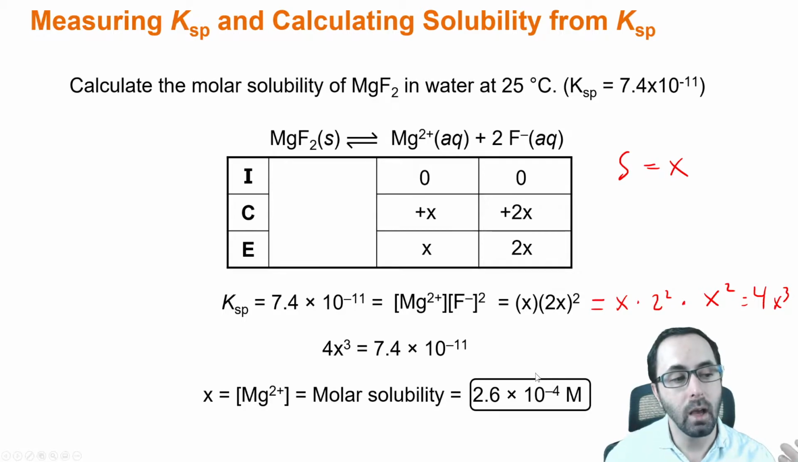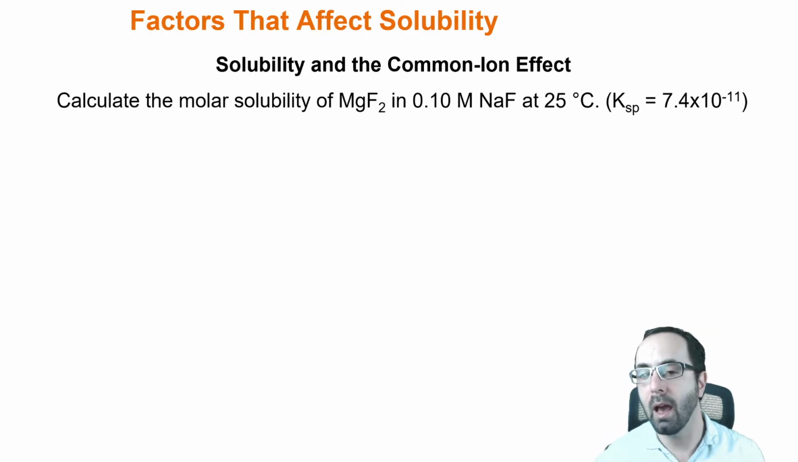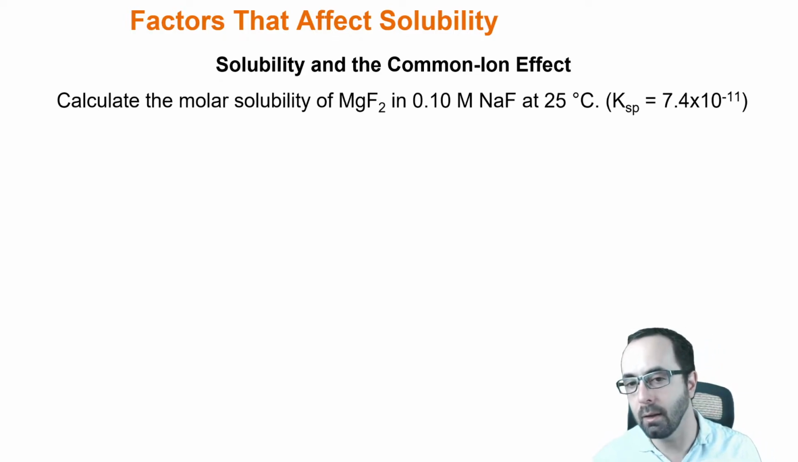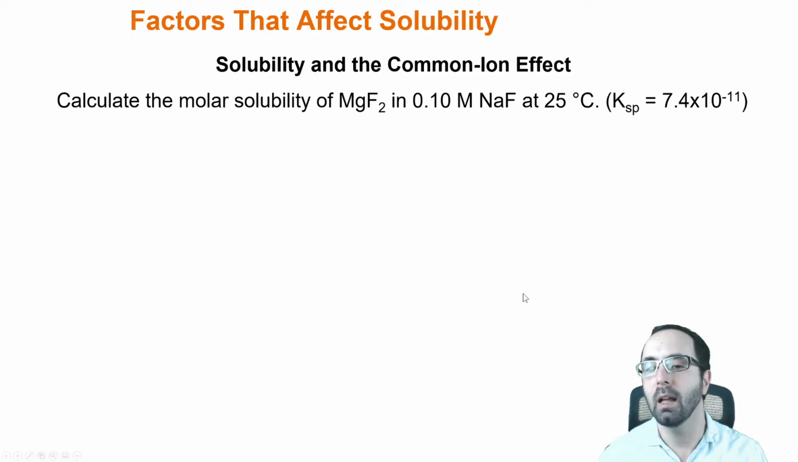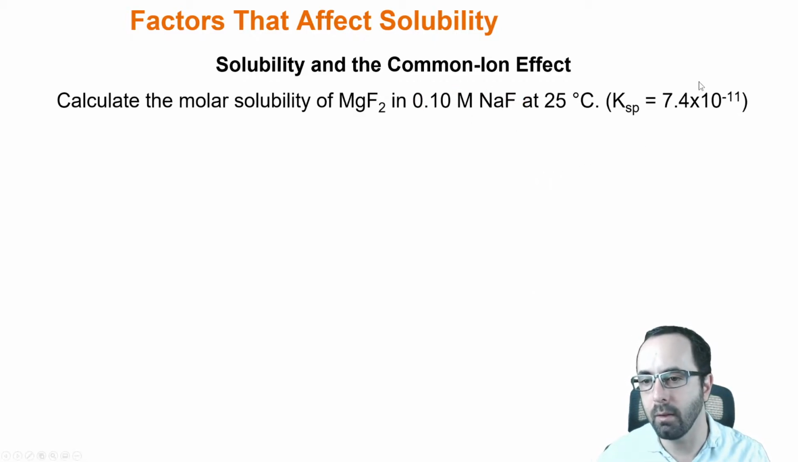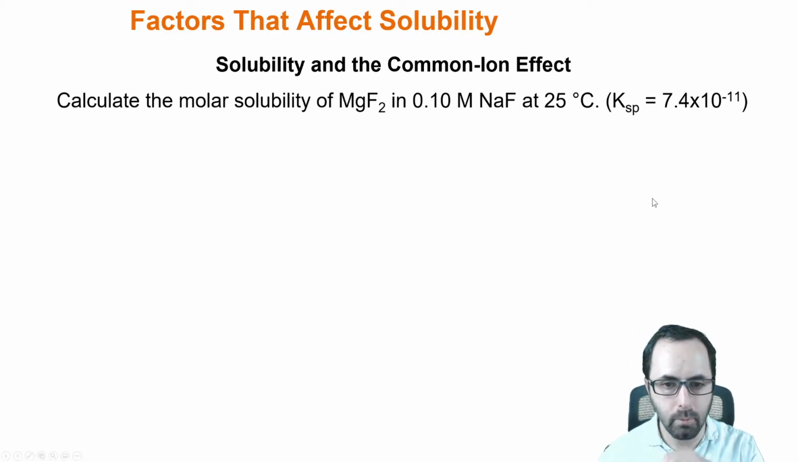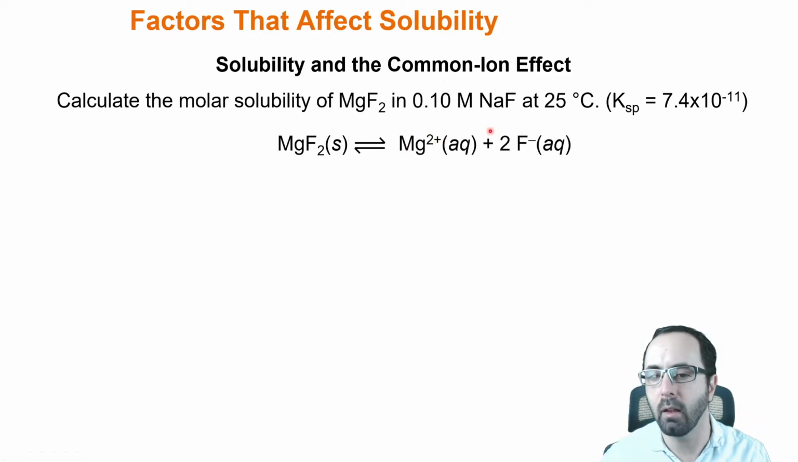Now, another type of problem that we dealt with in the equilibrium chapter was dealing with what is known as the common ion effect. And that is equilibrium in which we have a certain amount of product already in the reaction here. So here it's a similar problem. Calculate the molar solubility of magnesium fluoride, but instead of in pure water, now it's in a solution of 0.1 molar sodium fluoride. KSP is still the same. So it's the same equilibrium here. We have solid magnesium fluoride dissolving. It makes magnesium 2+ ions and 2 fluoride ions.